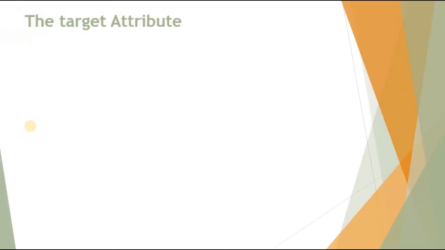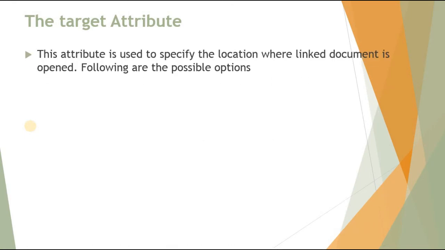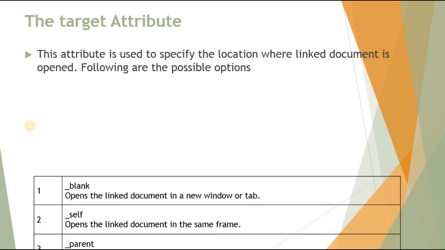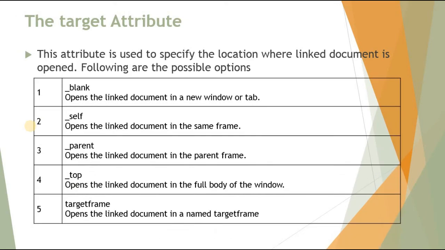Next one is the target attribute. This attribute is used to specify the location where the linked document is opened. Following are some possible options here. First one is blank, which opens the linked document in a new window or a tab.